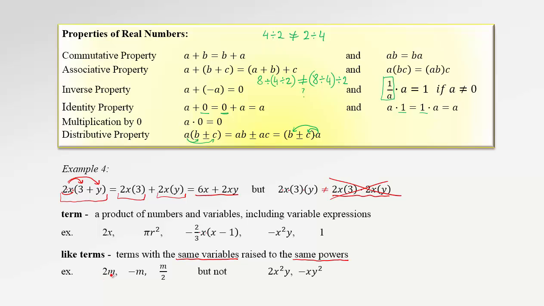For example, we have like terms here, 2m, negative m, m over 2, but these terms are not like, even though they have the same letters. Here x is squared, and over there x is to the first degree. Similarly with y. Y is to the 1, and here's y to the 2. So those are unlike terms. Only like terms can be added or subtracted.